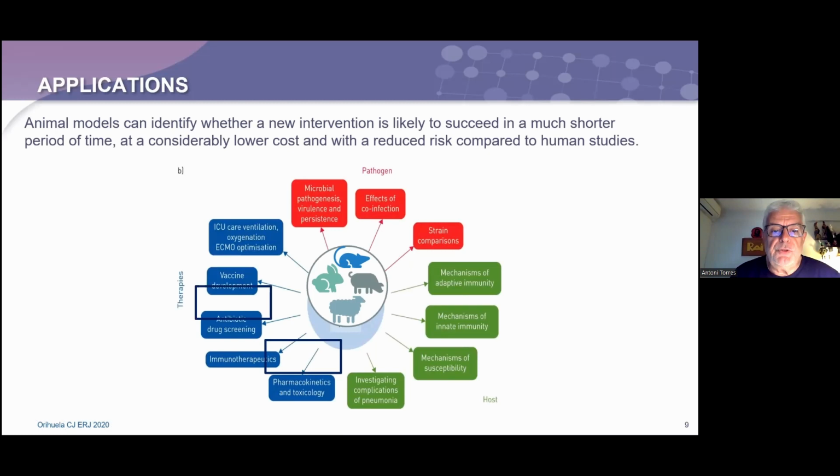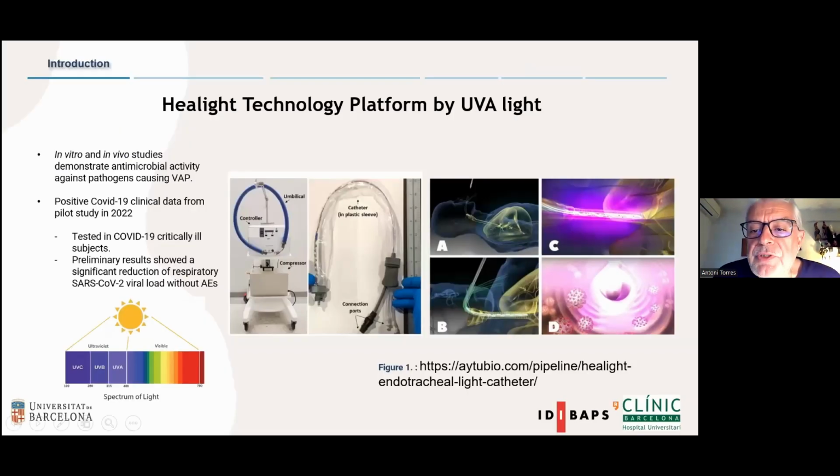This is one of the studies that we have performed using ultraviolet light. This is not published yet, but in vivo and in vitro studies demonstrate that this light has antimicrobial activity against pathogens causing VAP. There were some positive signals in COVID-19 critical patients, and then we wanted to perform a preventive study to prevent ventilator pneumonia in our animals with the model of placing a challenge in the oropharynx.